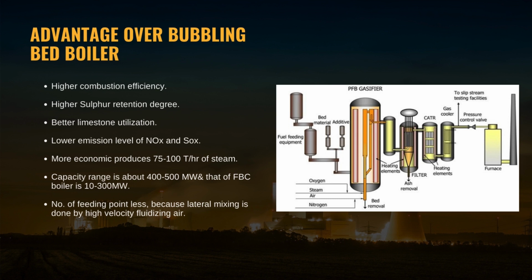The temperature of about 870 degrees Celsius is reasonably constant throughout the process because of the high turbulence and circulation of solids. The low combustion temperature also results in minimal nitrous oxide formation. It is more economic and produces 75 to 100 tons per hour of steam. Capacity range is about 400 to 500 megawatt, and that of an FBC boiler is 10 to 300 megawatt. The number of feeding points is less because lateral mixing is done by high velocity fluidizing air.